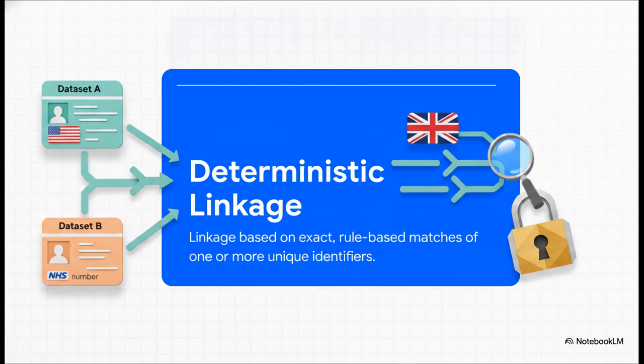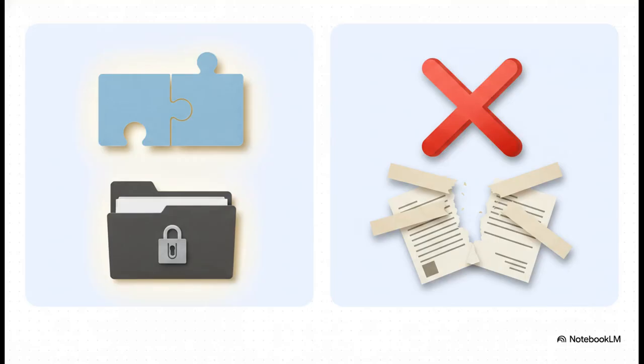Now, this relies heavily on having robust, unique identifiers. We're talking about things like a social security number in the US, a national health service number in the UK, or even study-specific trial IDs. Now, the primary strength of deterministic linkage is its simplicity. It's totally transparent, easily audited by clinical researchers and regulators, and it boasts incredibly high precision.